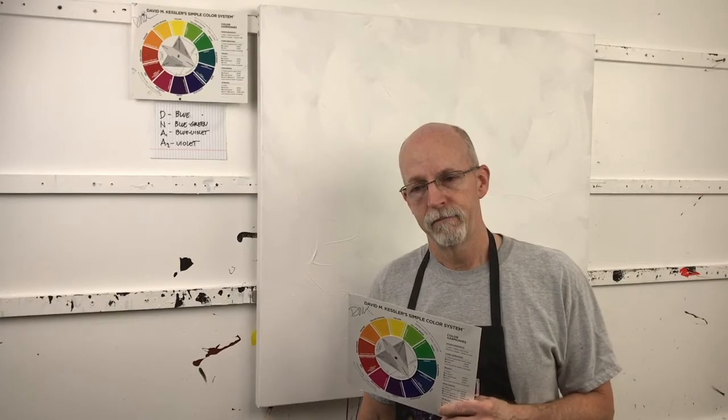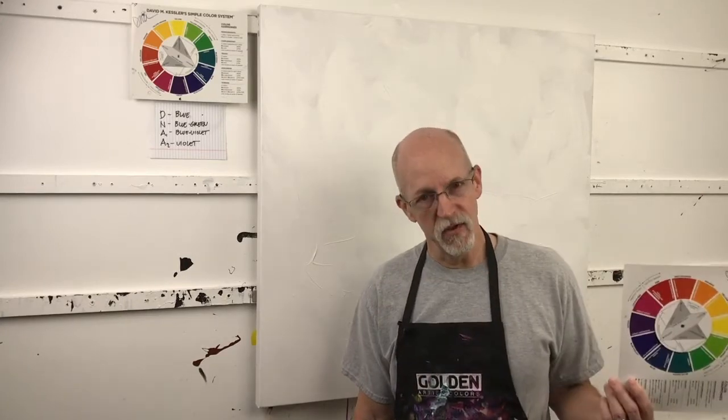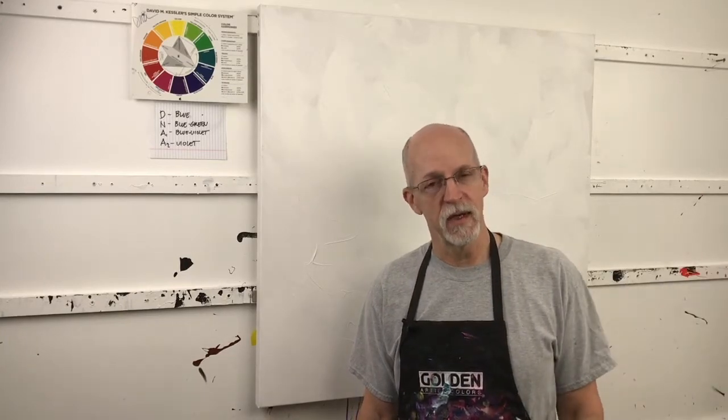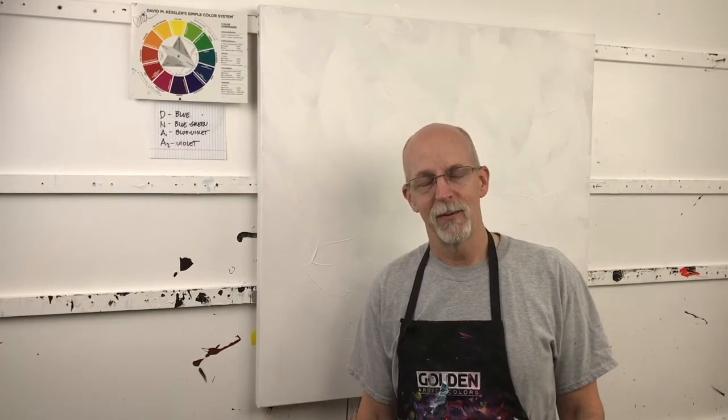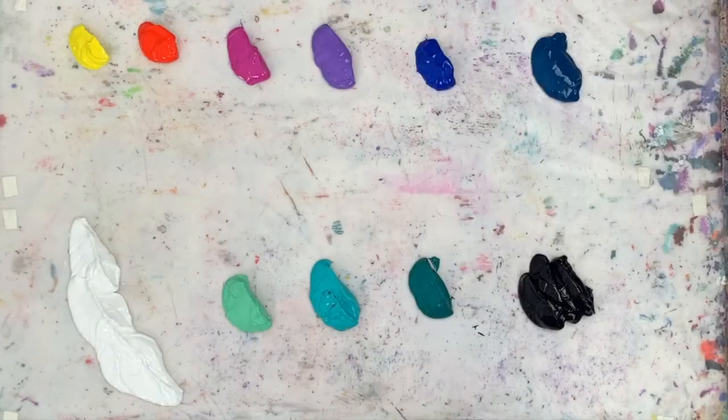All right, so that's our color concept. Let's go to the palette, look at the colors we're going to use, and we're going to do a little mixing. Okay, here we are at the palette. Now let's get started. I'm going to tell you what colors we're using, then we're going to do a little bit of mixing to get us ready to paint.